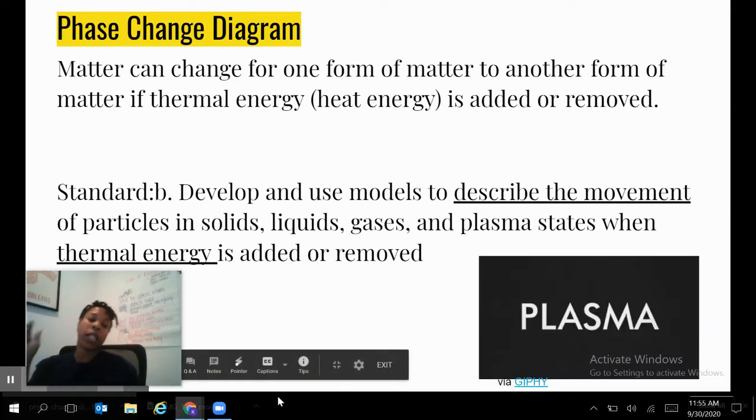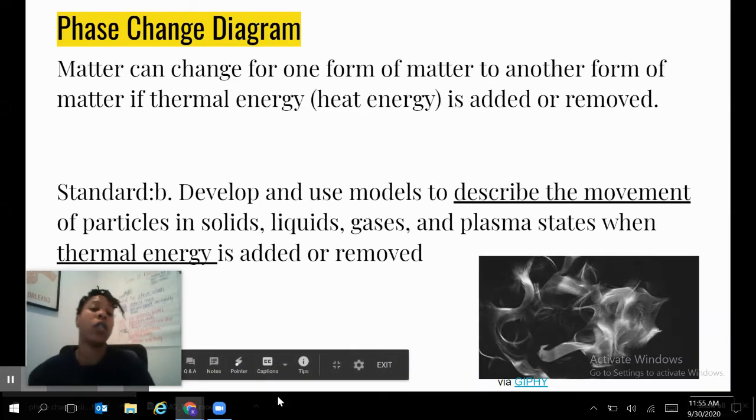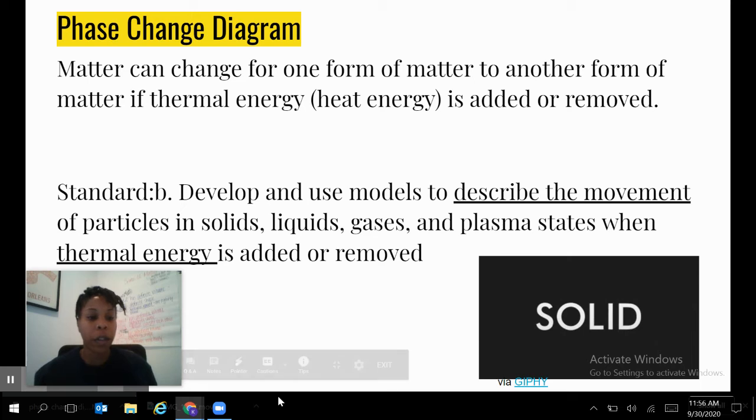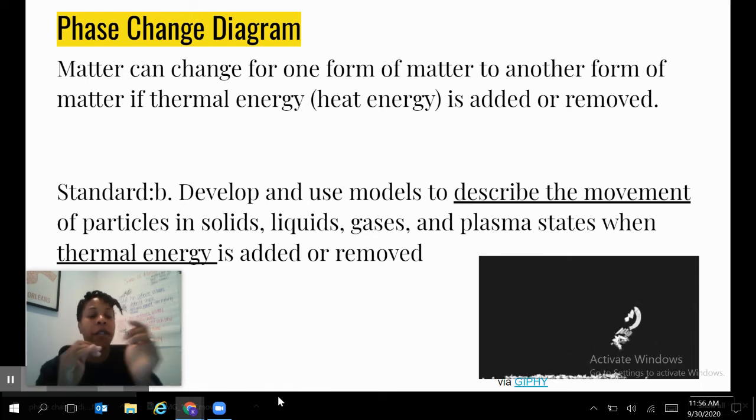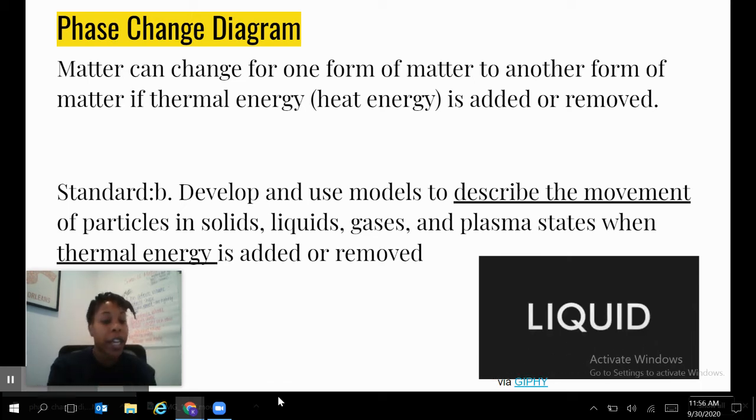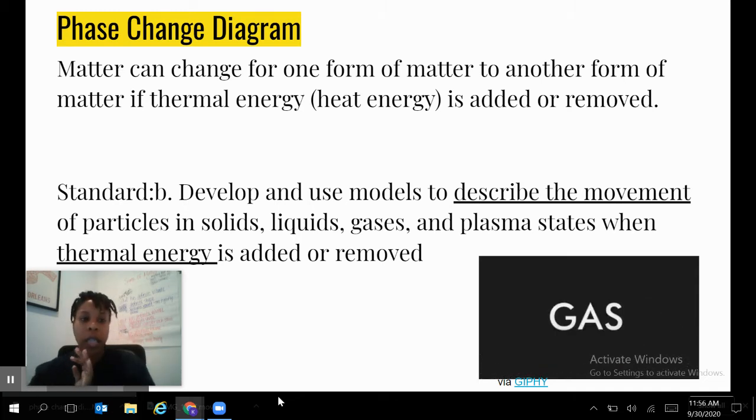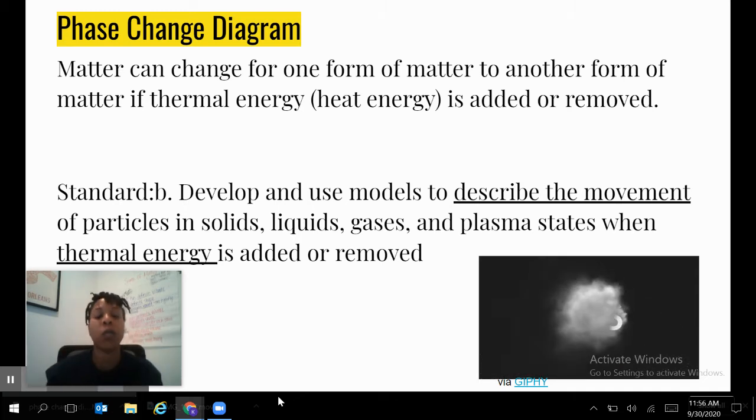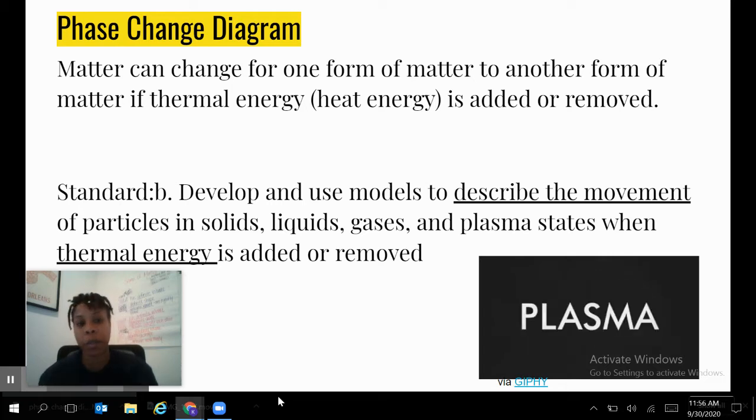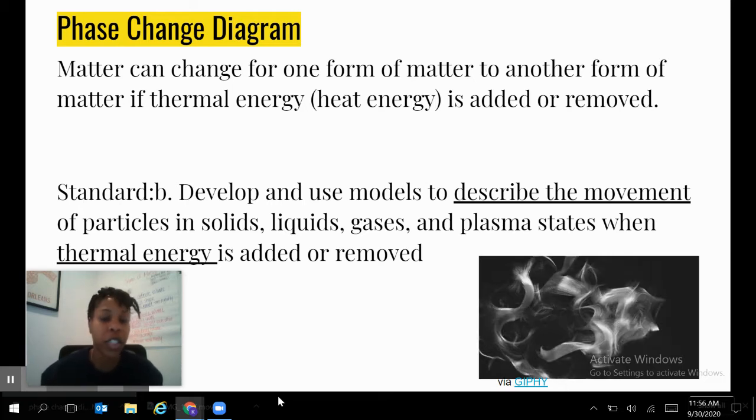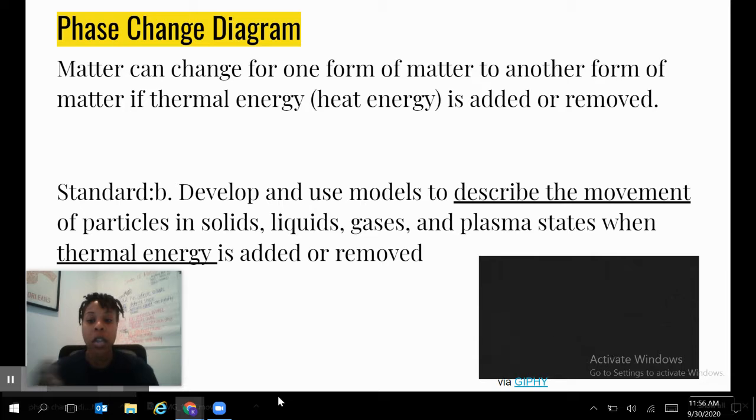Hey guys, so today we're going to focus on phase change diagrams. All right, you know what a phase change is. A phase change is when a state of matter changes to another one, like solid changing to liquid. Matter can change from one form to another if thermal energy, which is just heat energy, is added or removed.